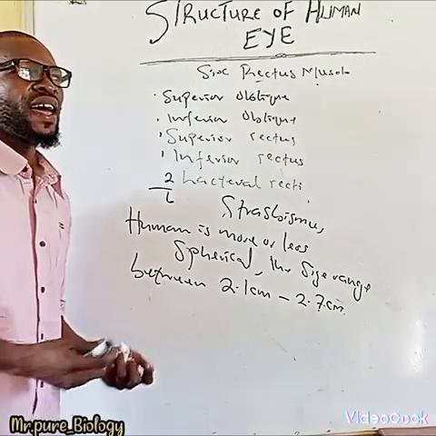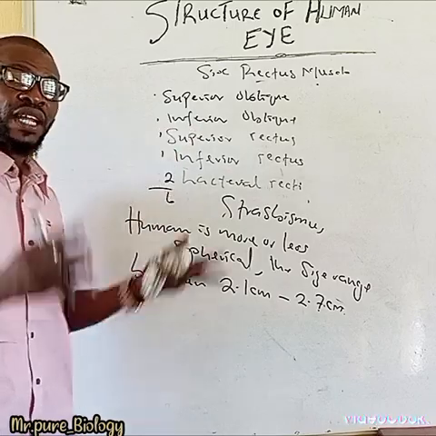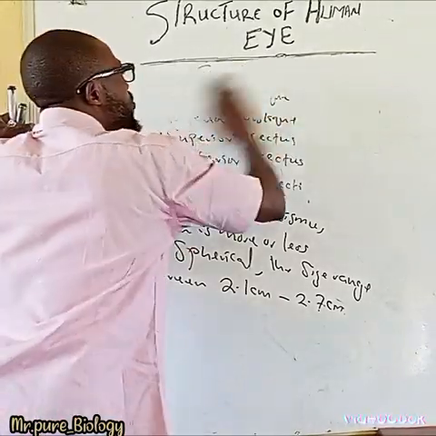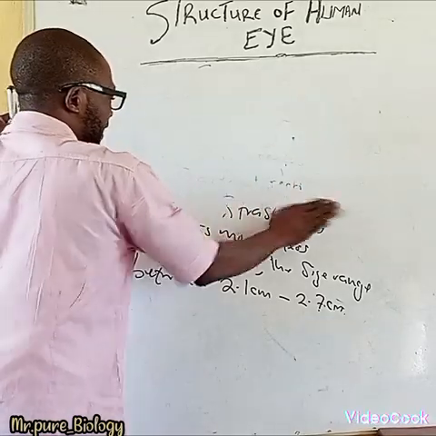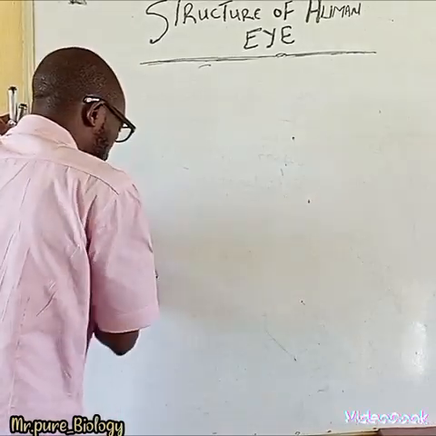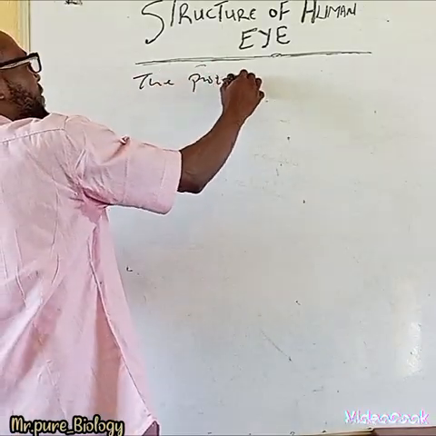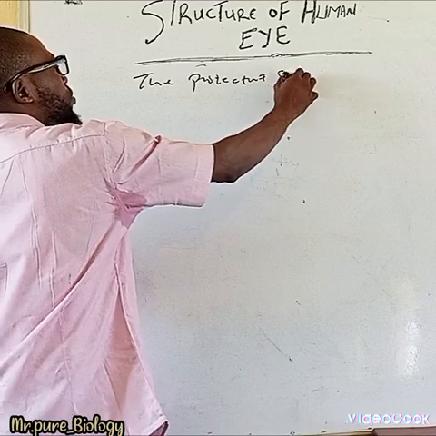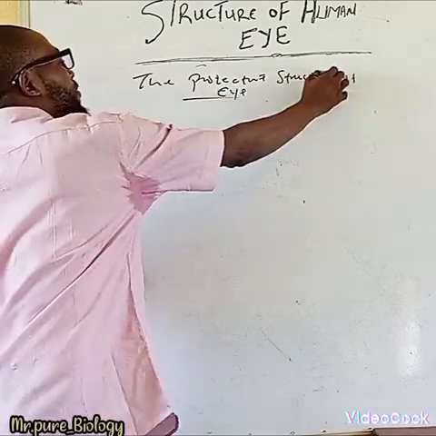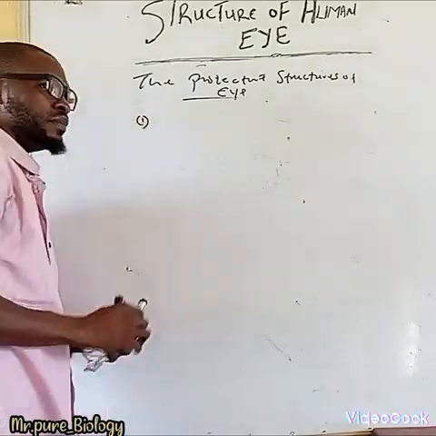As I said earlier, the eyeball is a vital organ. So as a result of this, it has to be protected by certain structures. Let's now look at the protective structures of the human eye, or the mammalian eye generally. What are these? Let me just see the names first.